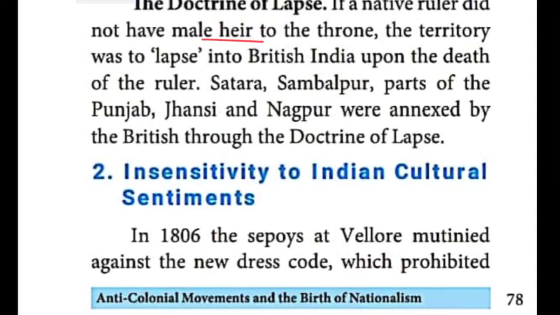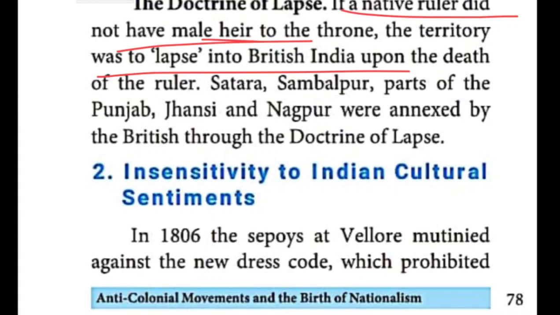if the father died, the next, his son only has to come into power. Is it? If the ruler did not have a male child, after his death this whole throne, the whole areas of that particular king, have to move to the British. So that is the policy of the doctrine of lapse, children. Here it is given: if a native ruler did not have a male successor to the throne, the territory was to lapse, after the death of the particular king, the whole of his territory should be moved to the British.